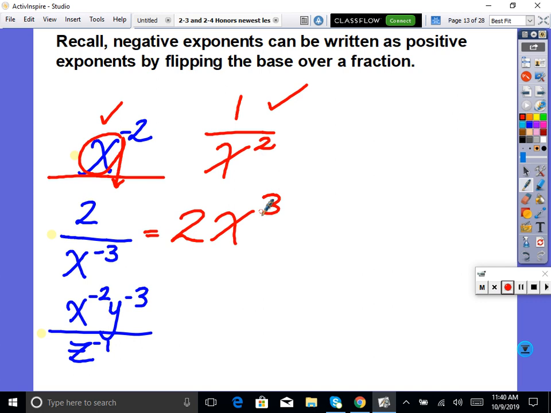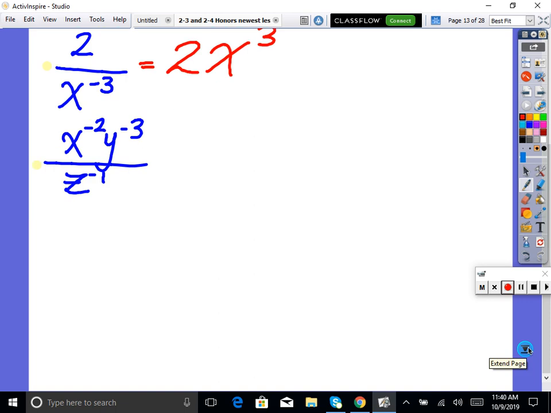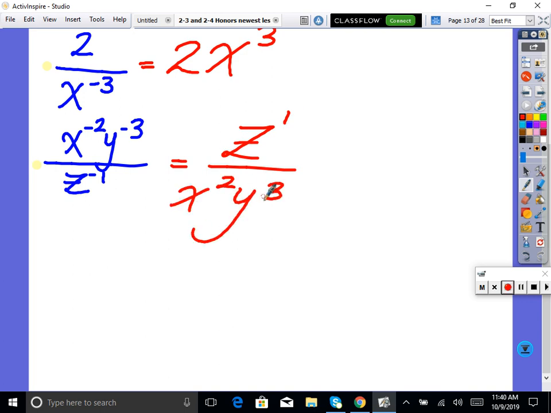Now right here, this is x to the negative 2, y to the negative 3 over z to the negative 1. What's a truth statement? Z to the first over x squared, y cubed, right, everybody?